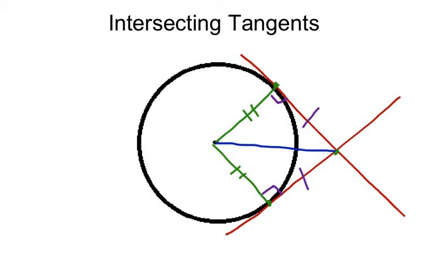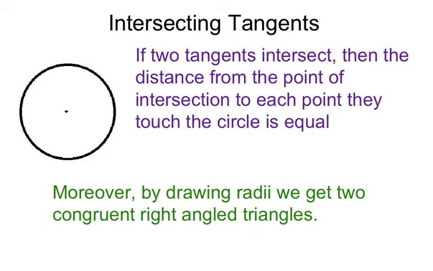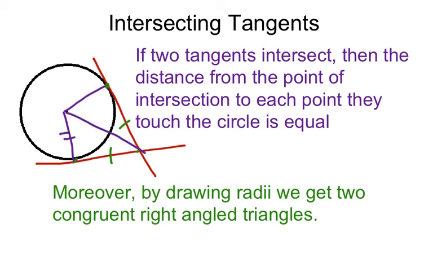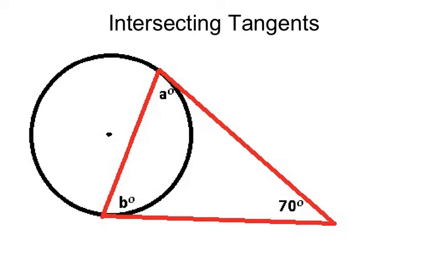Sometimes we have to use that fact. So for any two intersecting tangents, the length between the points where they touch the circle and the point of intersection for the two of them is the same. And remember, if we also draw in the radii, we get two congruent right-angled triangles out of this. So let's look at two questions.